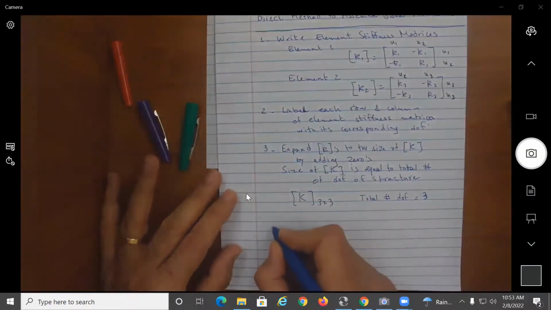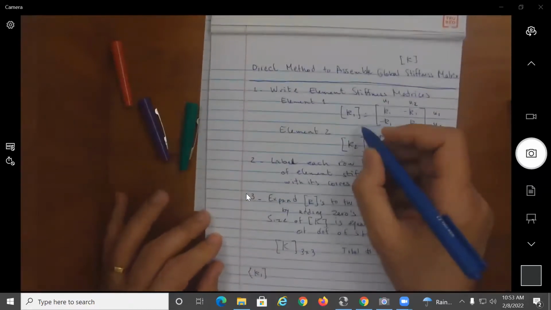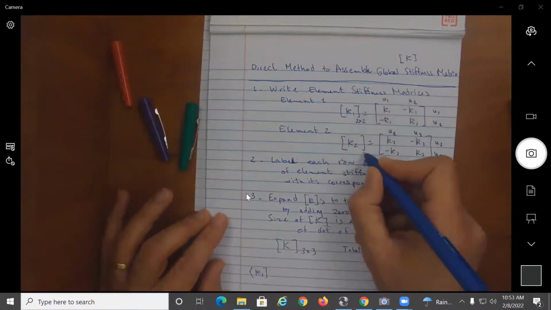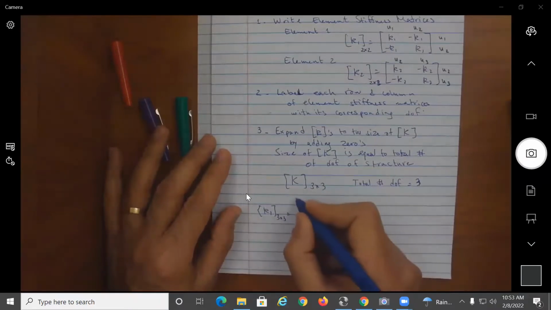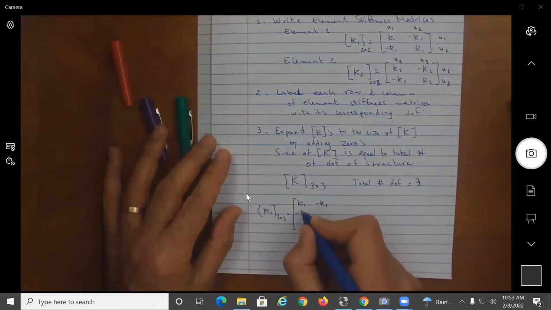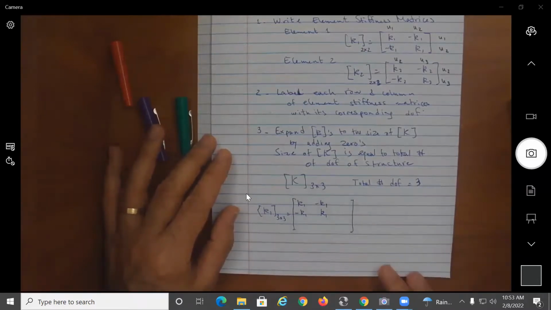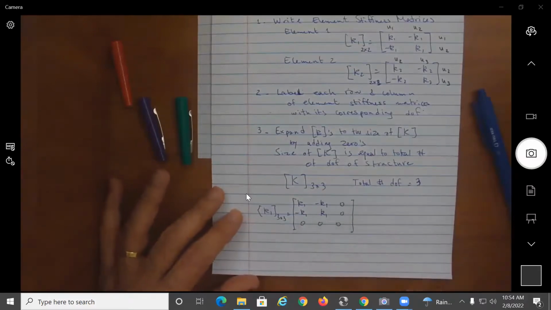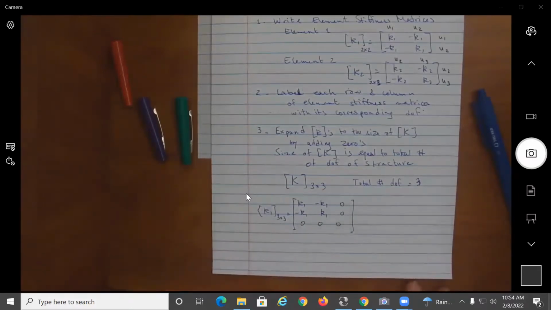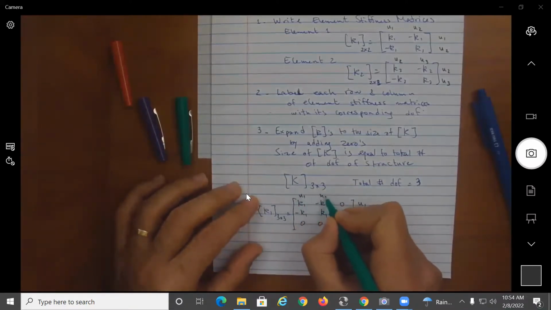I'm going to write K1. If you look at this, K1 is a 2 by 2, right? And this K2 is a 2 by 2. I'm going to write it as a 3 by 3 here by going like K1, minus K1, minus K1 and K1. And I have a third row and a third column. And in these expansions, I'm just going to put zeros. And I can still keep my labels U1, U2, U3, U1, U2, and U3.